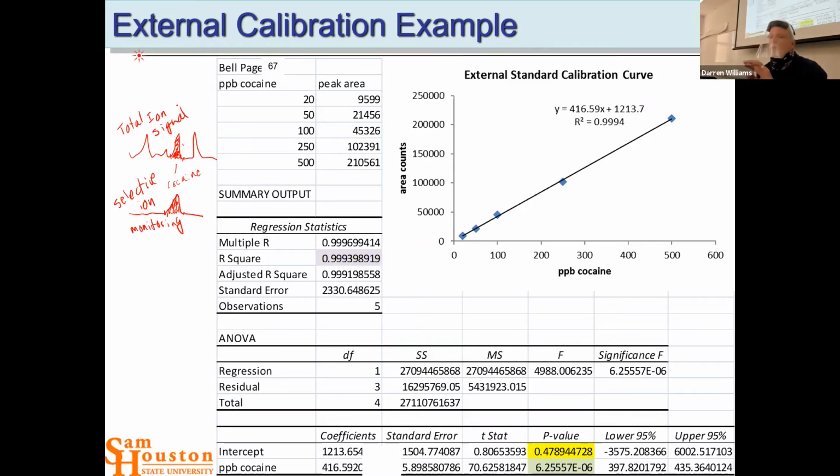So the signal from the total ions on the detector, you would get every peak. Selective ion monitoring would just be a peak associated with your analyte. So it doesn't say which one this uses. We just have the peak area from cocaine.